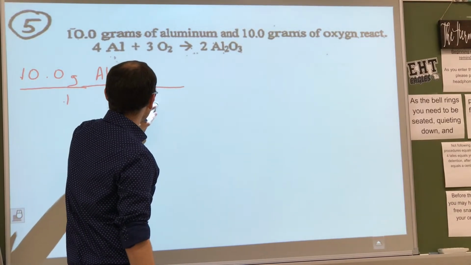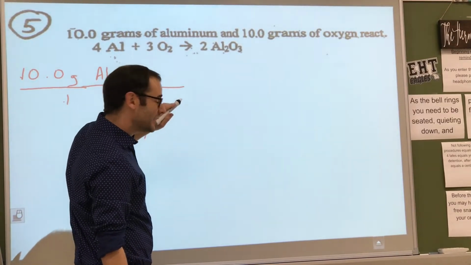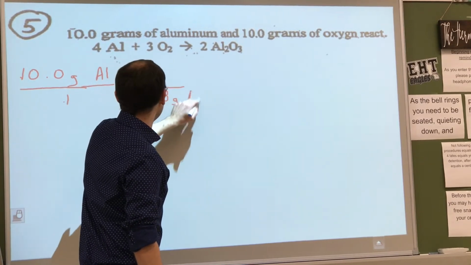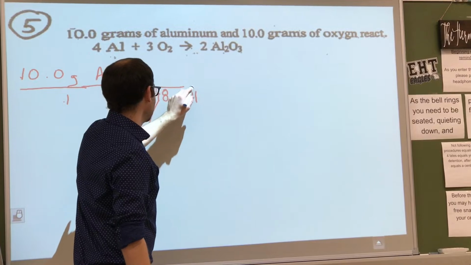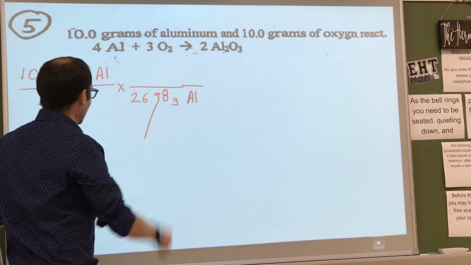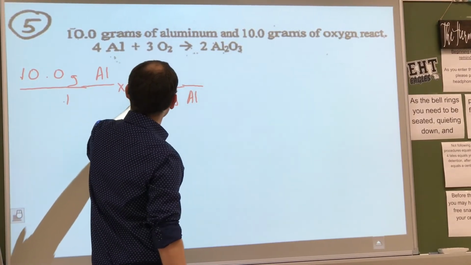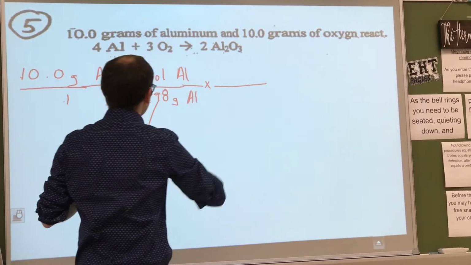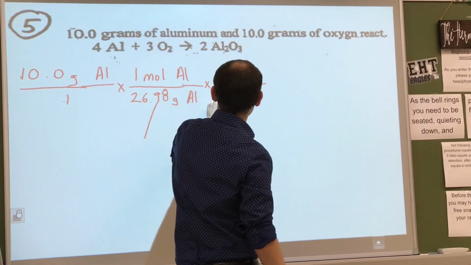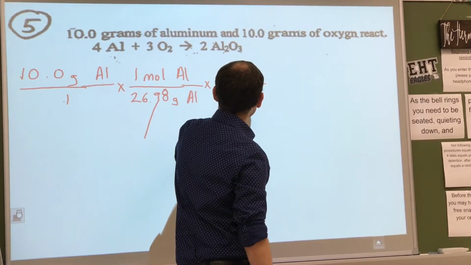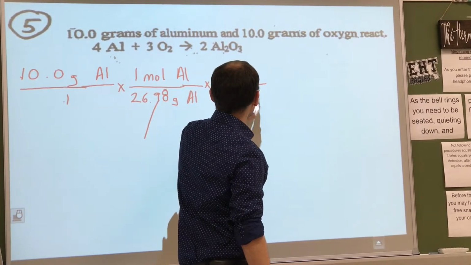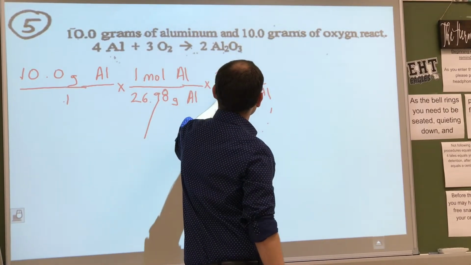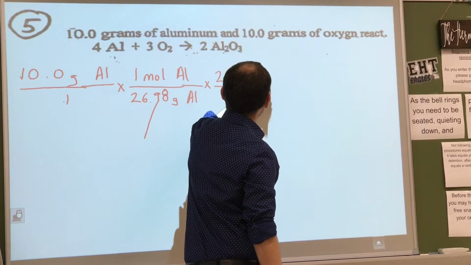Aluminum is what, 26.988? Oh, no. Grams of aluminum. This one's going to have a lot of bloopers on it. What about on the top? 1 mole. All right, good. And on the bottom? Good, 4 moles of aluminum. Oh, boy. And then on the top? Good.